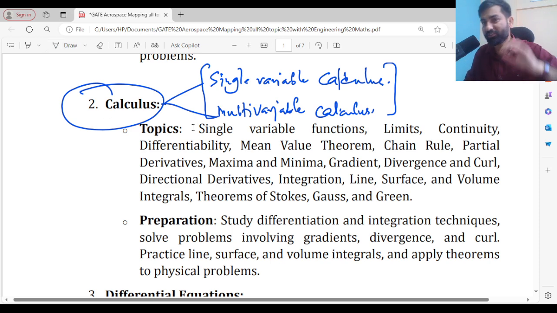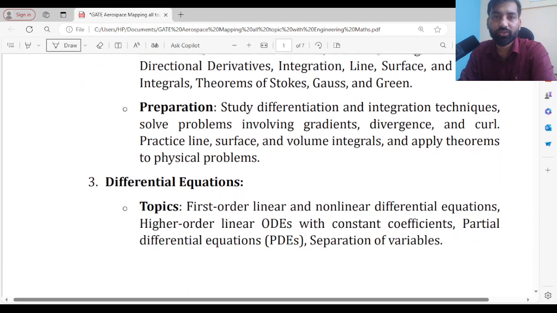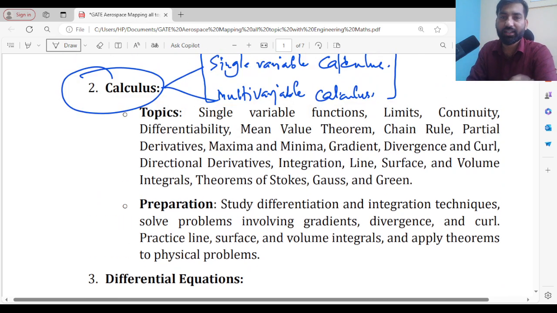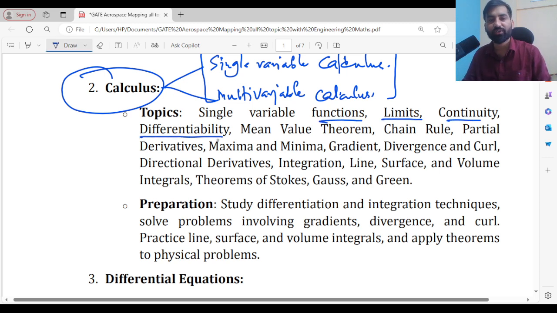So calculus plays an important role. All the core topics have a close connection with calculus. So you can go through these topics, and there are so many things. Like in case of single variable calculus, you will find function, limit, continuity, differentiability. In fact, I explained the geometrical interpretation of differentiability and everything. Mean value theorem, chain rule. Chain rule is one of the important facts.